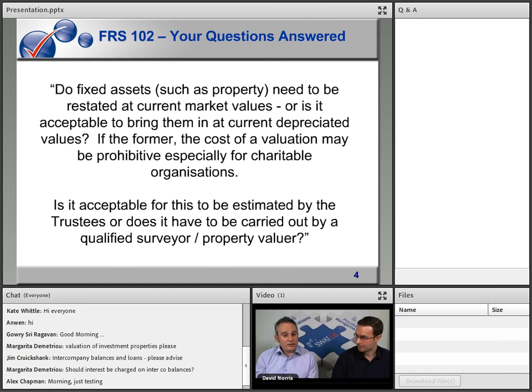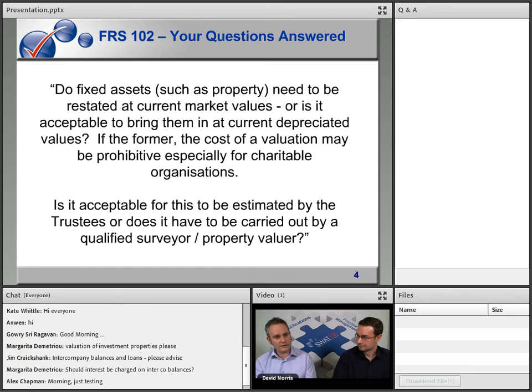Okay, well, it's an interesting question, and I don't know the background, but the first bit is, do fixed assets need to be restated at current market values? No. So unless there's anything else going on, we haven't spoken to whoever wrote the question. I don't know what's in their mind. If it's an investment property, investment properties still need to be held at market value each year. But there is no reason I can think of, particularly why you would start doing wholesale revaluations of your fixed assets just because of FRS 102. You could opt to do a deemed cost revaluation.